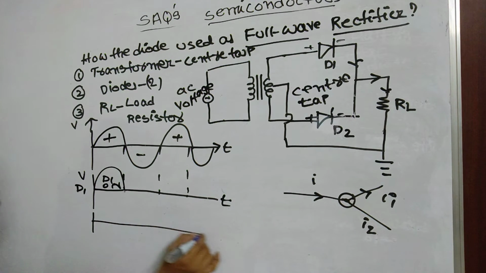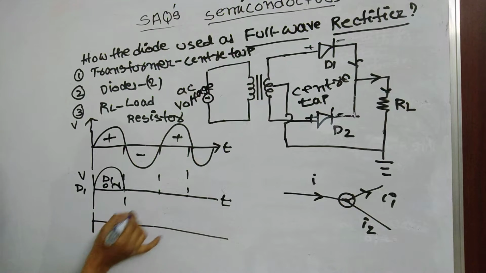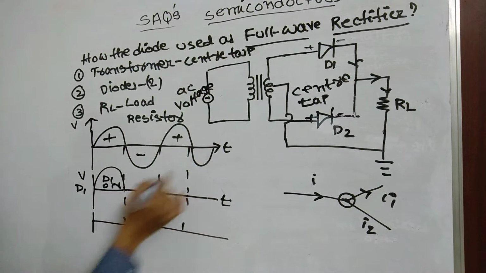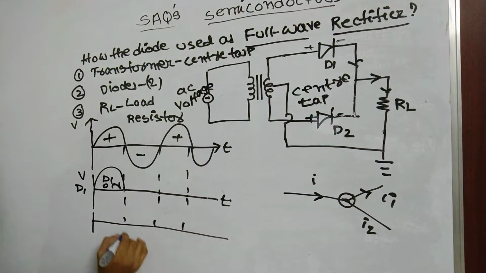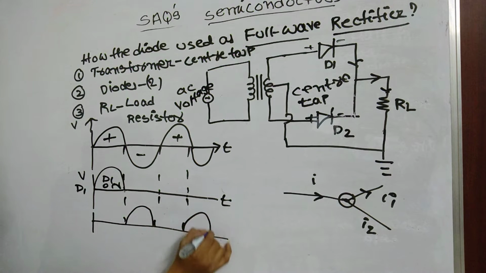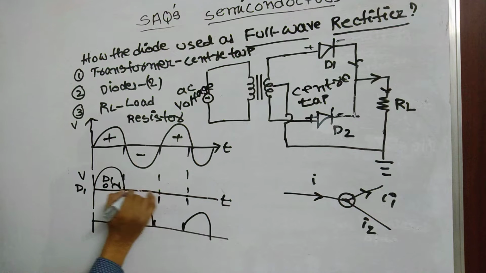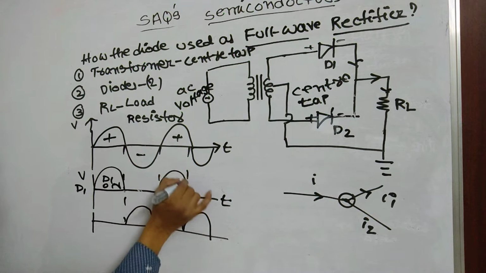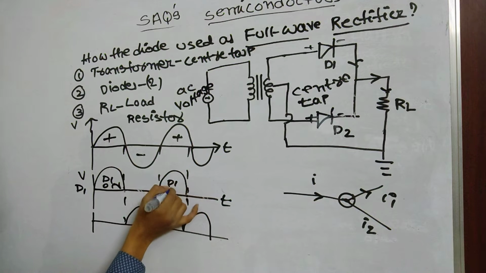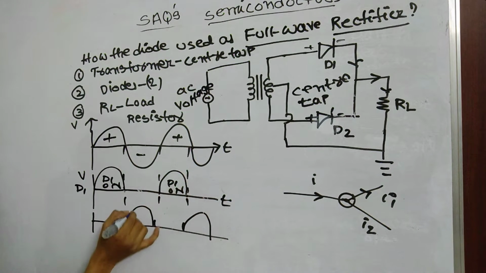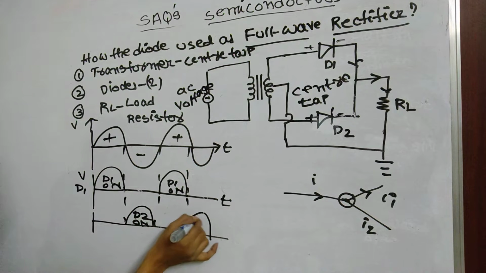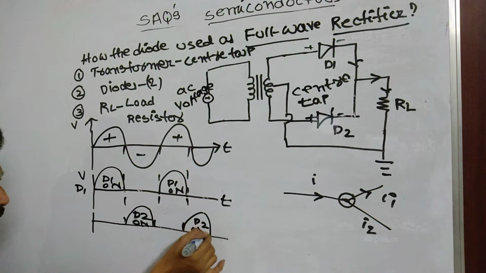Now another waveform. In the second case, what you observe is the negative half passing through this, at this time D2 is on. Here D1 is on, and D2 is off. Now here again D1 is on. Here D2 is on. Here also D2 is on. Like this.